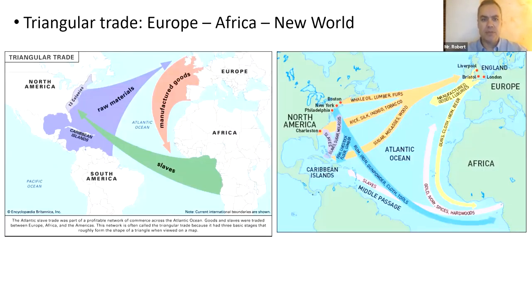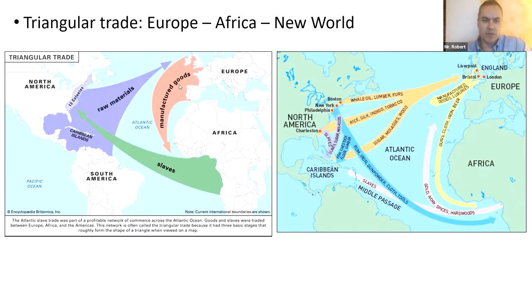The general pattern we're going to talk about at the very beginning, and then we'll see the specifics later, was triangular trade. Triangular trade is basically three groups: Europeans, the New World colonies, for example in North America and Latin America, and then Africa over here. So what's the triangle? Well, these are both showing the same thing, except this one's kind of general on the left, and this one's sort of specific on the right.